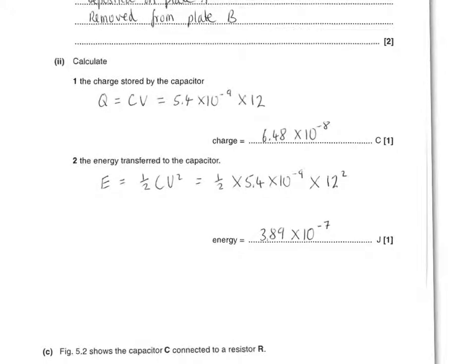Moving on, we have two fairly standard calculations. First of all, the charge stored on the capacitor, just following and substituting into the equation Q equals CV. And similarly, energy transferred to the capacitor, a half CV squared. Good idea to check what units answers are in. Sometimes they will put a prefix there, and you need to just make sure that your answer is consistent with the unit that you actually intend.